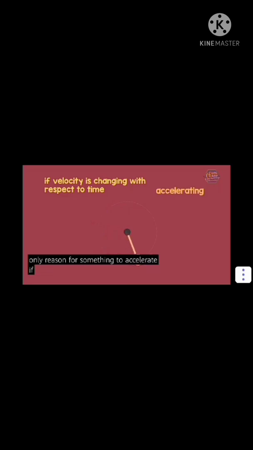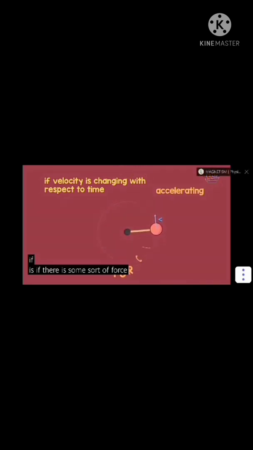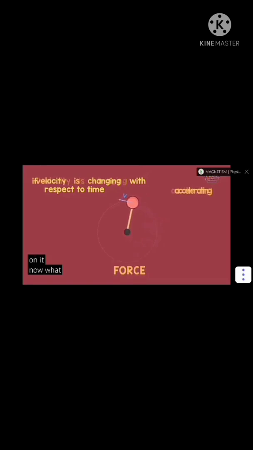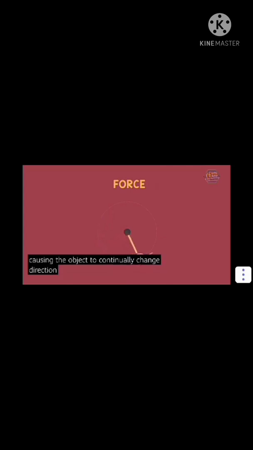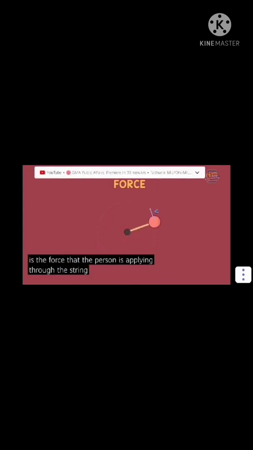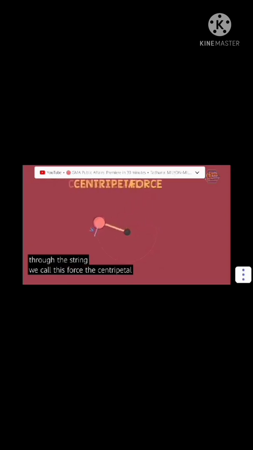And the only reason for something to accelerate is if there is some sort of force acting on it. Now, what is the force? In this case, the force that is causing the object to continually change direction is the force that the person is applying through the string. We can call this force the centripetal force.